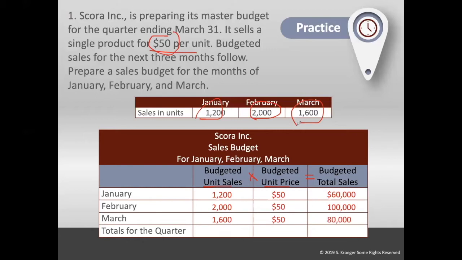You can add everything up to get the totals for the whole quarter. We'll be selling 4,800 units for a total sales of $240,000.